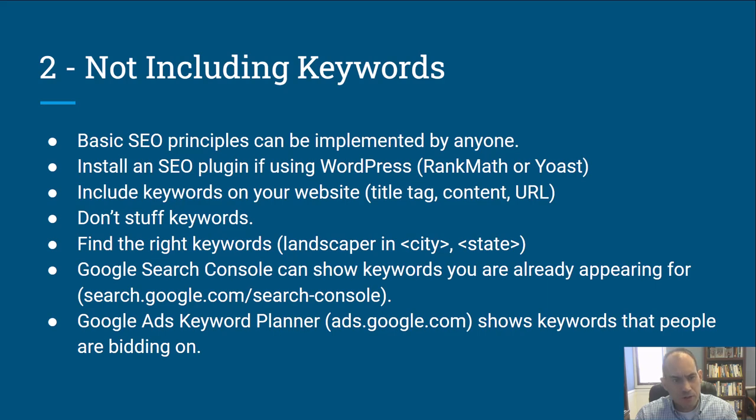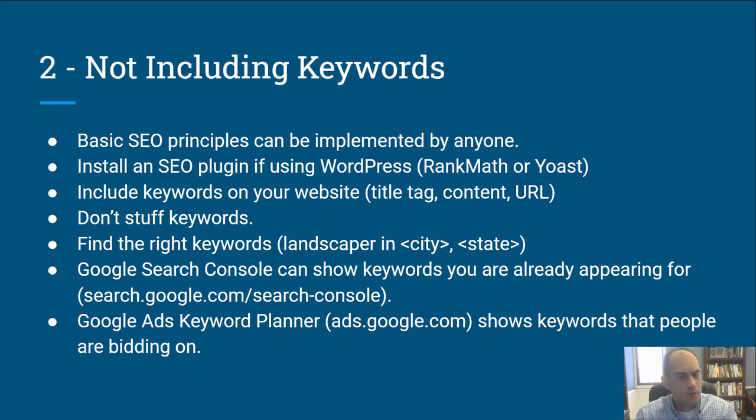So just to start with, you want to install an SEO plugin. If you're using WordPress, you can use Rank Math or Yoast. Both are free plugins. You want to include the keywords on your website in the title tag, in the content, in the URL. You don't want to overdo that, though. You don't want to just have landscaper in Bristol, Connecticut 30 times on your web page. That's going to look unnatural to Google. You want to embed it a few times, but not too much.